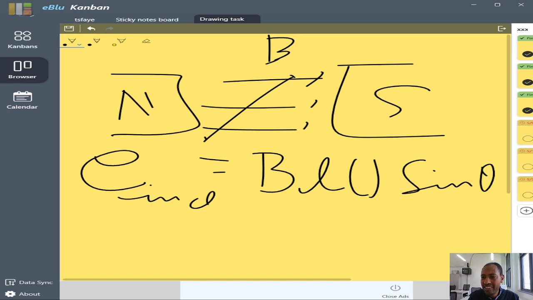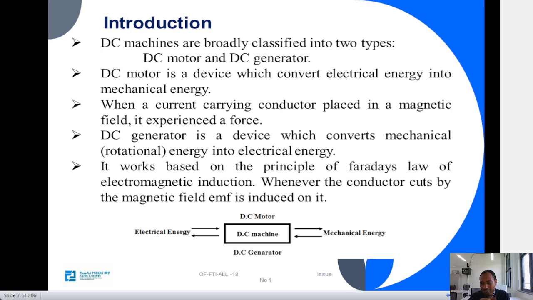B is the magnetic flux density, which emerges from the main pole, and L is the length of the conductor placed inside this magnetic flux density. U is the speed, the velocity at which this conductor is rotating or moving inside the magnetic flux density. And sine theta is the angle between the conductor and the flux. So it induces this much voltage when we place a conductor inside the magnetic flux.